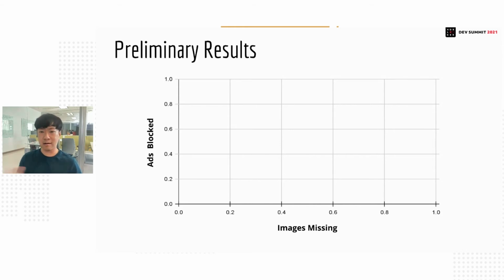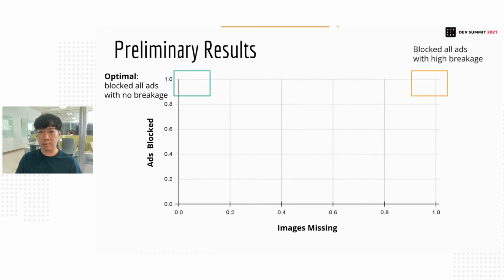Meaning there's high breakage and there's a lot of images that are missing. So the top left corner here, any filter rule that falls in that block means that's the optimal solution. It blocks all ads with no breakage. The top right means that it was able to block all ads, but it had high breakage. And the bottom right means that it only caused high breakage and it didn't help with blocking ads at all. And the origin here just means it has no effect when considering these two factors.